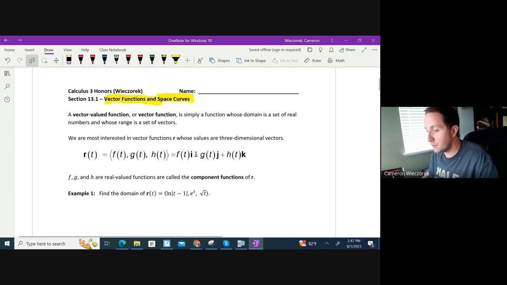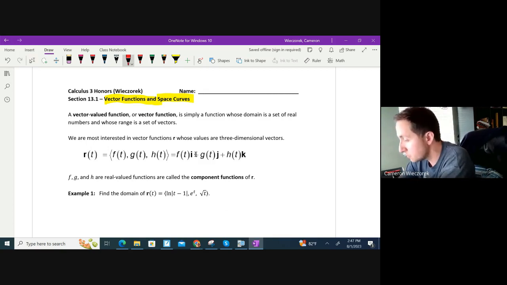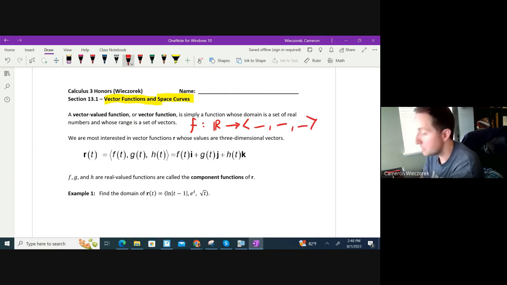A vector valued function, sometimes just called a vector function, is a function whose input is a real number and whose output is a vector. So the domain is the set of real numbers. The range is a set of vectors. In function notation, it takes in a real number and it spits out, and I'm just going to put loose notation here, some two-dimensional or some three-dimensional vector is what we're going to be dealing with.